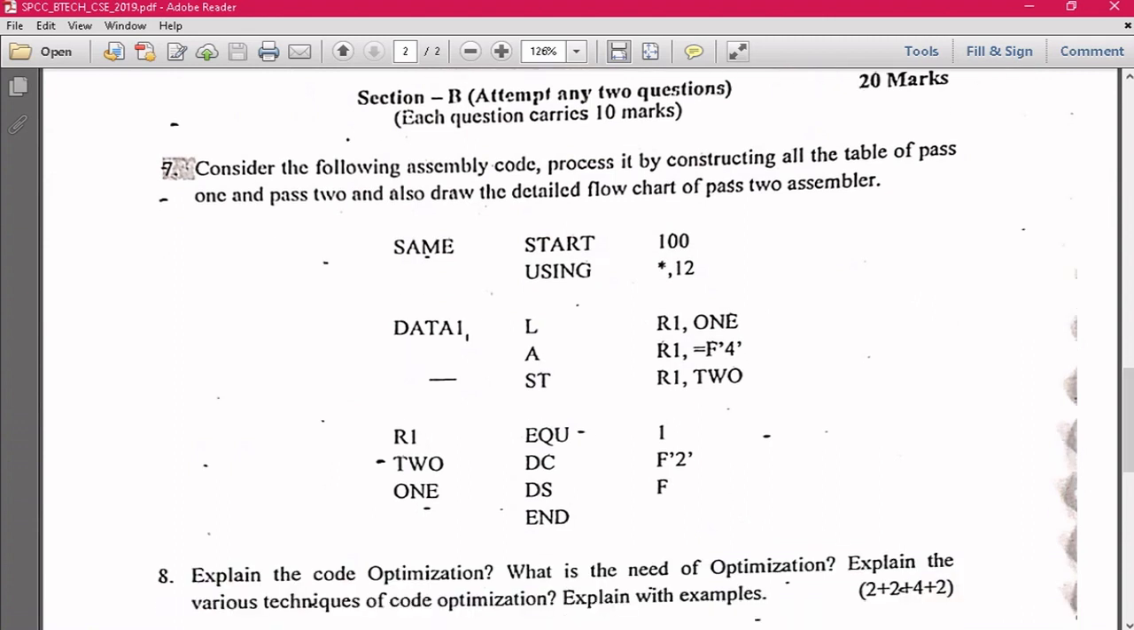Coming to Section B, which has 10 marks questions each. Here you are given an assembly code, and you have to draw the detailed flowchart of pass two of the assembler. As you can see, pass two of the assembler is also very, very important. That means the assembler and its passes, pass one and pass two, both are important.